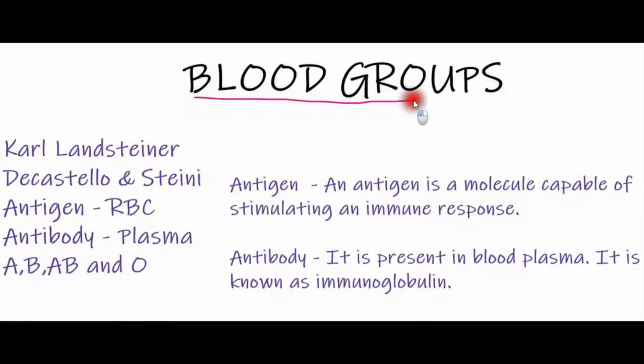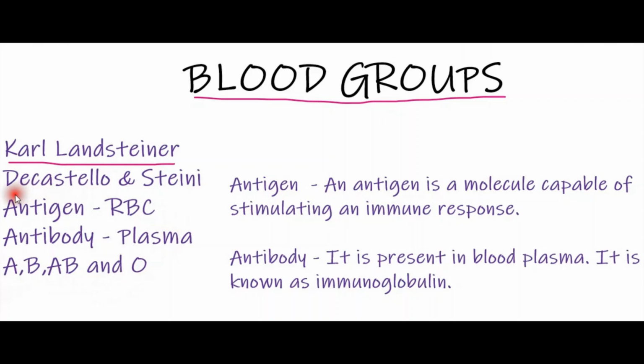Blood groups. Our first topic is blood groups. The concept of blood grouping was developed by the scientist Carl Landsteiner in 1900. He identified three blood groups: A, B and O.